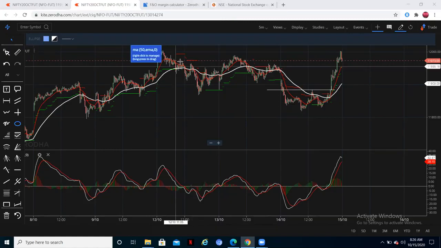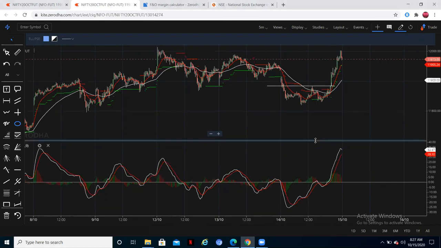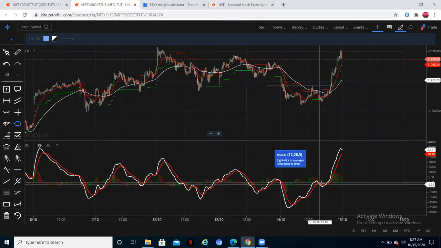I'm starting with the MACD once again. That is, we are using the MACD confirmation for checking the strength of the trend. So for MACD here, you can see this is MACD, the two lines which you can see. MACD means moving average convergence divergence. It is telling you the strength of the trend. That is, if a particular trend is having strength or not, that we are confirming using the MACD.